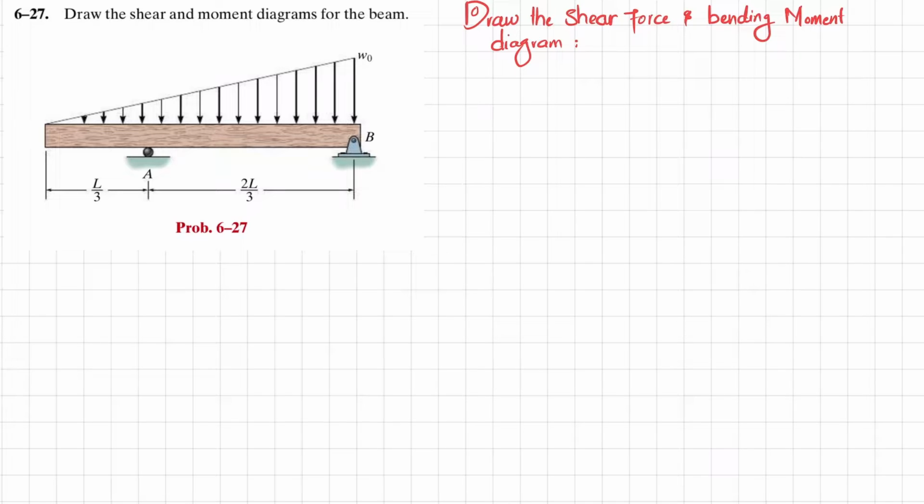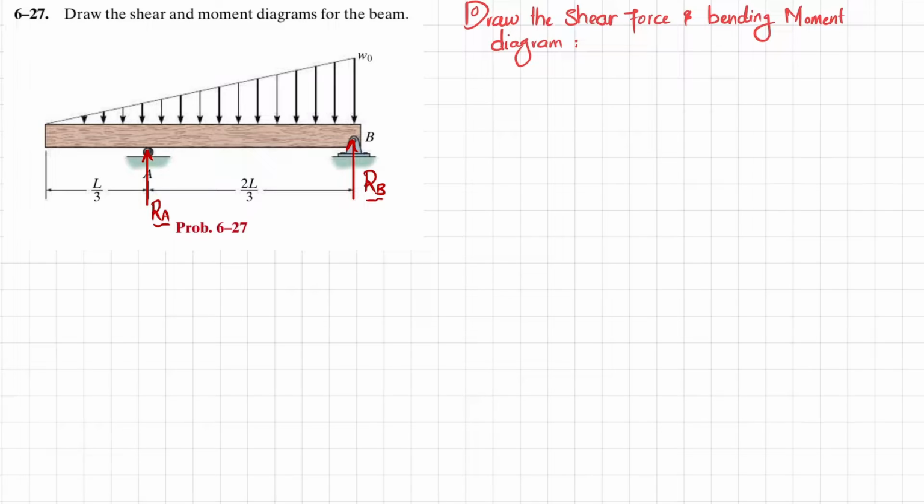The first step is that if we remove this support at point A, there will be a reaction force that is represented as RA. Similarly, if we remove this pin support at point B, there will be a reaction force RB. So we will find this RA and RB. How will we find them?